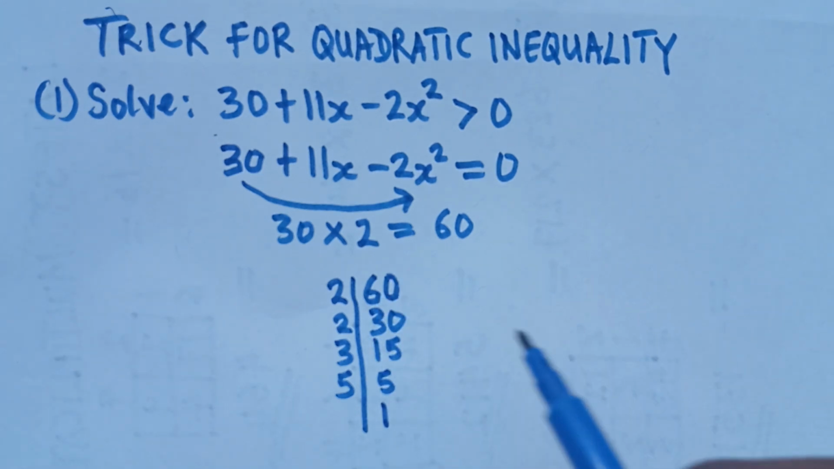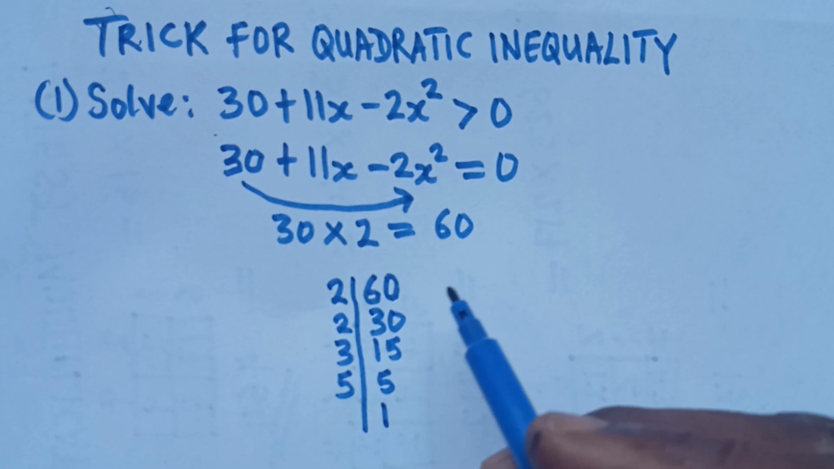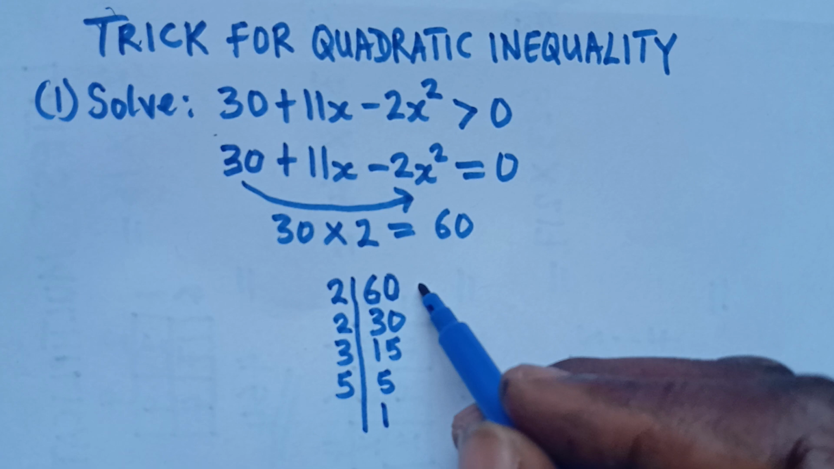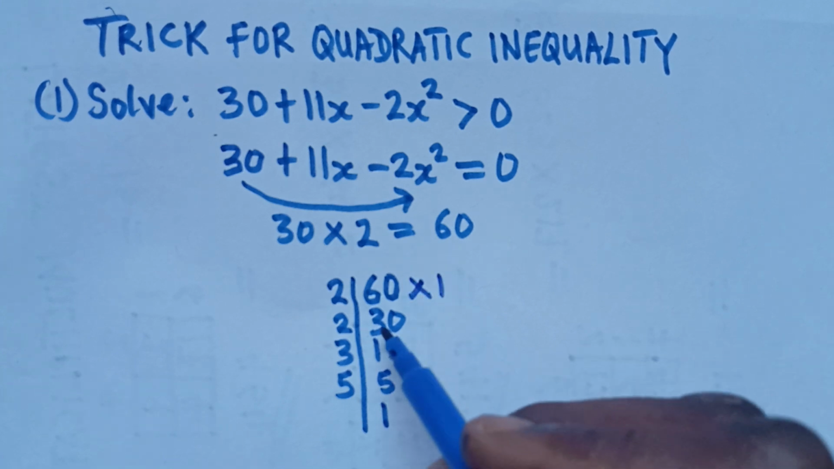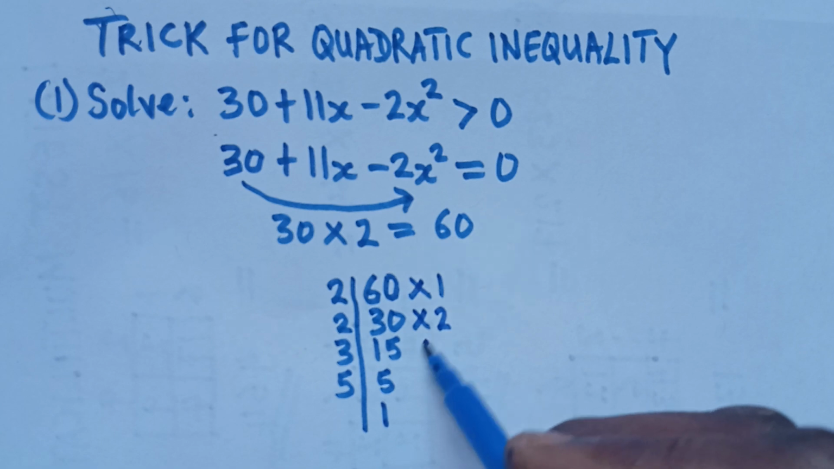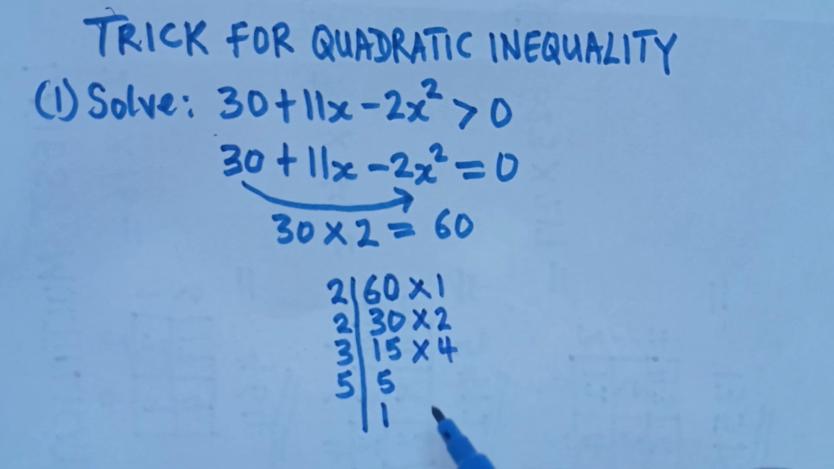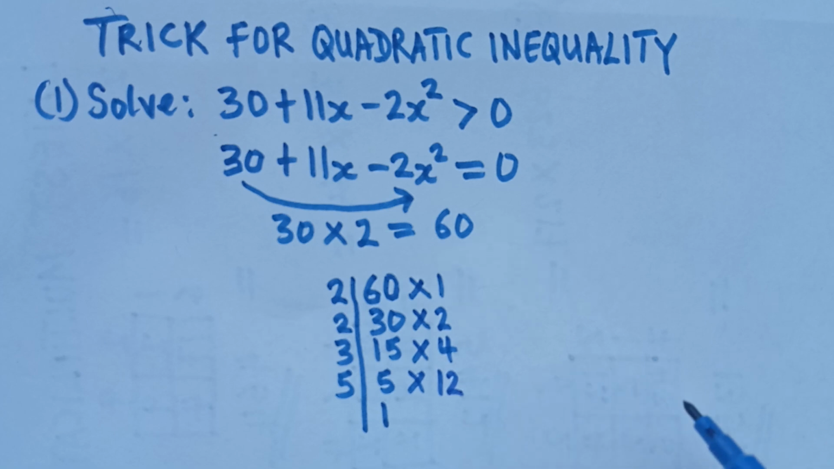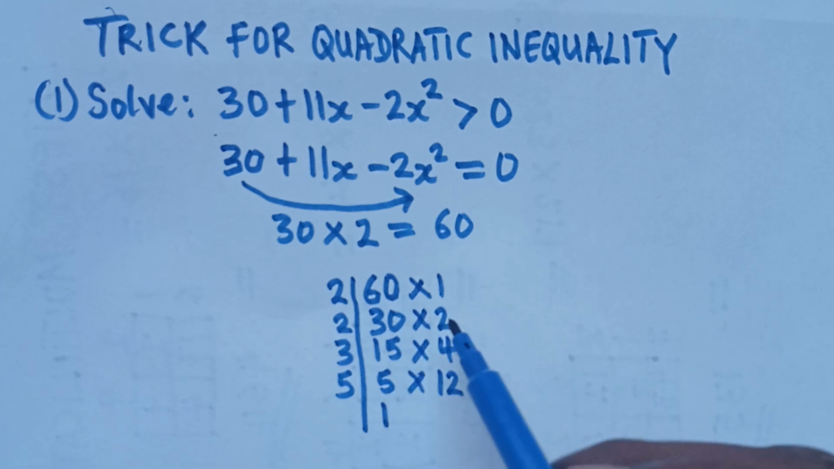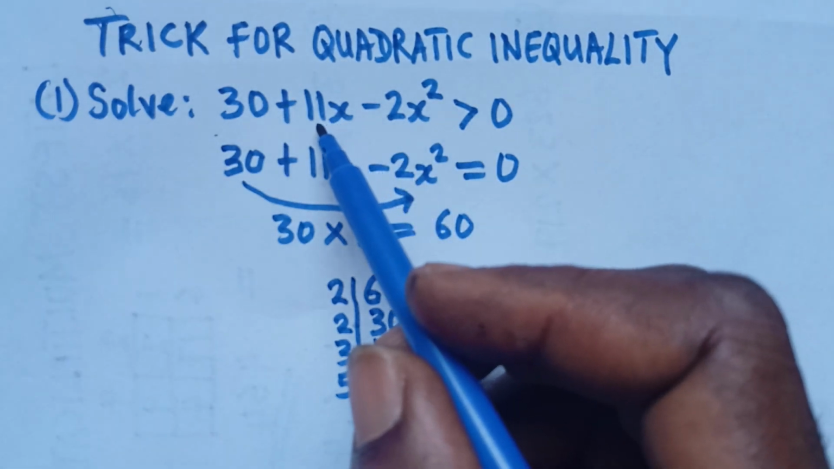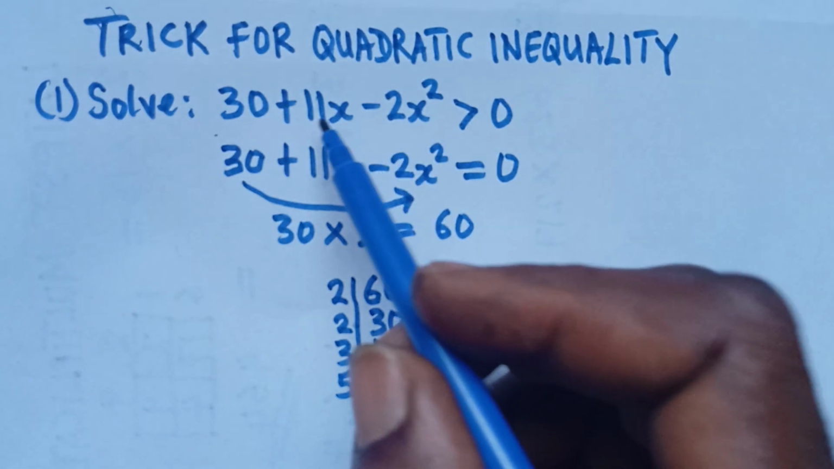Don't forget, I'm looking for two numbers such that when I multiply them, it's going to give me 60. So 60 times what is going to give me 60? 60 times 1. 30 times 2 will give me 60. 15 times 4 will give me 60. And then 5 times 12 will give me 60. Now, looking at all these values, which of them will I sum together to give me 11? This is the middle term here.